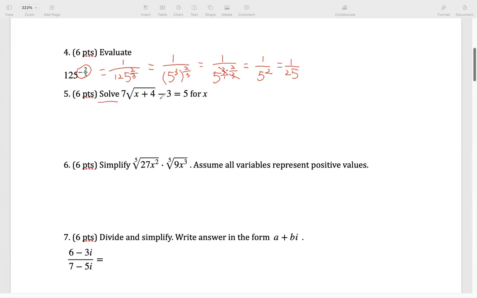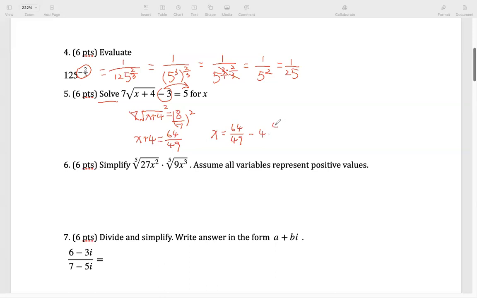Let's see, solve this for x. So first we move negative 3 to the other side. We have 7 square root of x plus 4 equals 5 plus 3, that's 8. Then we divide by 7 on both sides. We have square root of x plus 4 equals 8 divided by 7. Then we square both sides. So I have x plus 4 equals 8 squared, 64, 7 squared, 49. So x equals 64 over 49 minus 4.